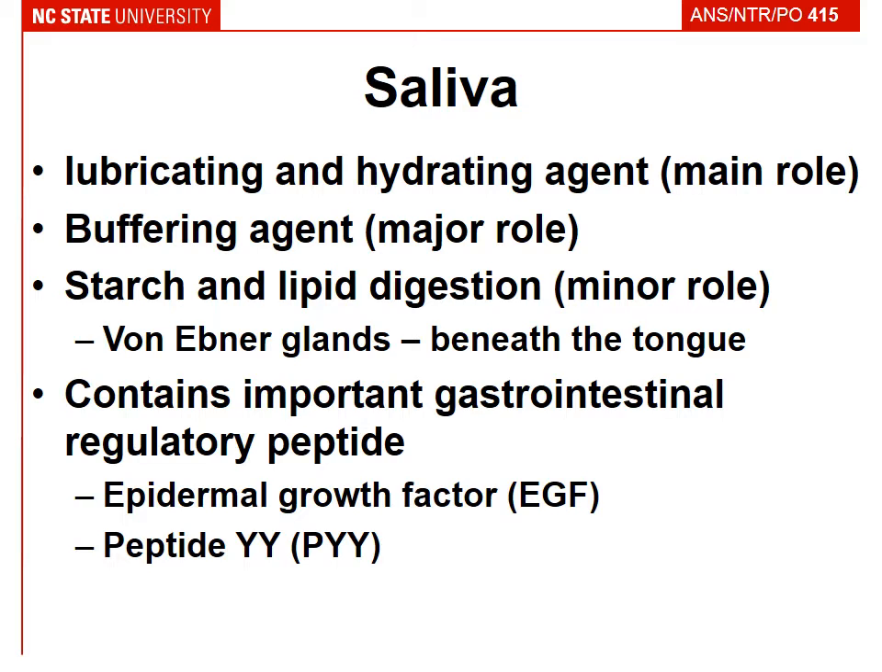There are enzymes that are released from the von Ebner glands, the glands beneath the tongue, and they secrete amylase to break down starch and lingual lipase that starts breaking down the lipids. Now, it's a minor role because the overall amount of starch and lipid digestion that occurs is small compared to the amount that occurs within the intestine itself.